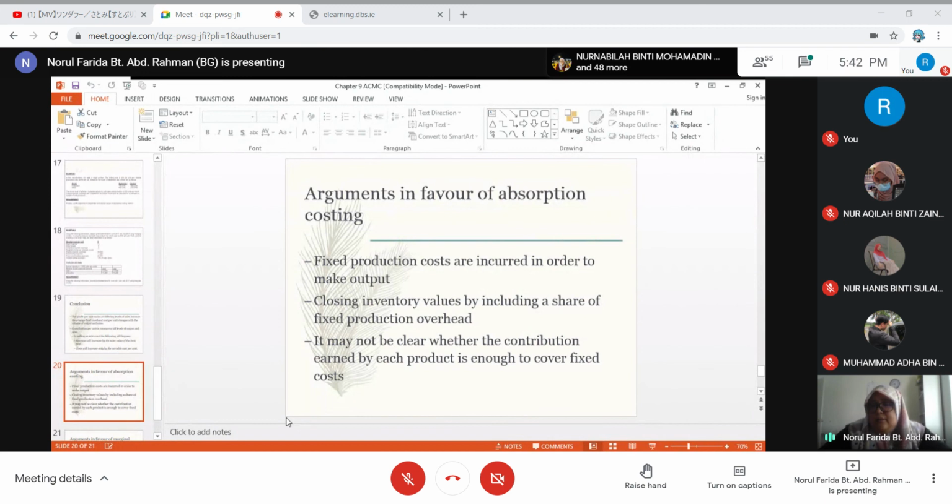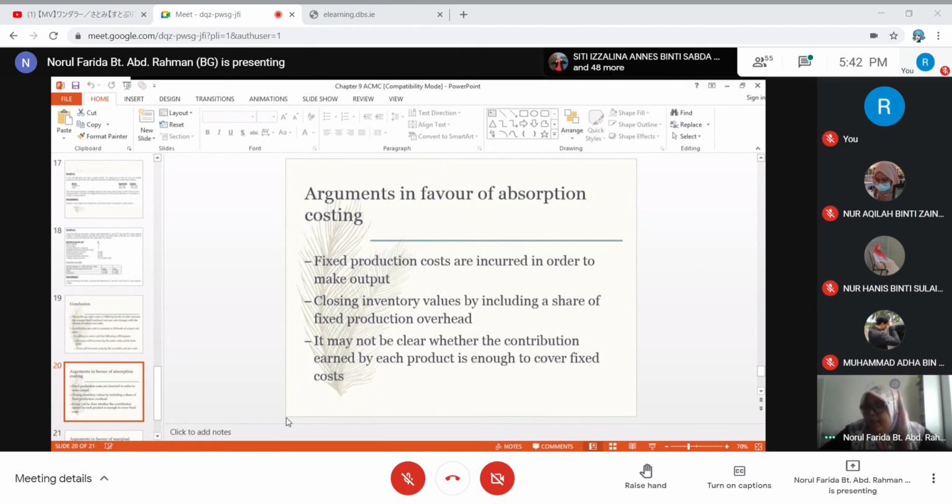Jadi it is fair lah untuk kita charge juga cost ini kepada kita punya output sebab dia masih production cost. Right? Closing inventory values by including a share of fixed production overhead will be valued on the principle required for the financial accounting valuation for inventory. Actually financial accounting punya inventory valuation, okay, your closing inventory itu mestilah dikira sekali dengan fixed production overhead. Itu dia requirement by your punya financial accounting, valuation of inventory.